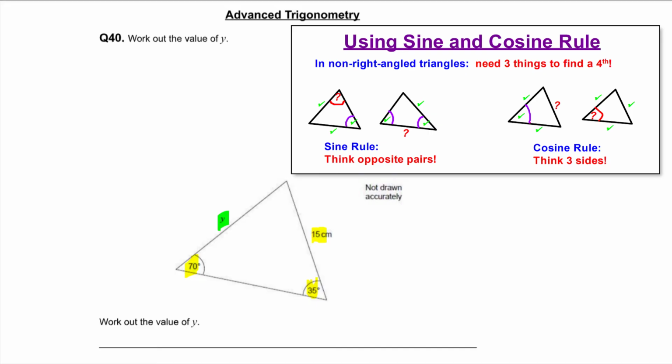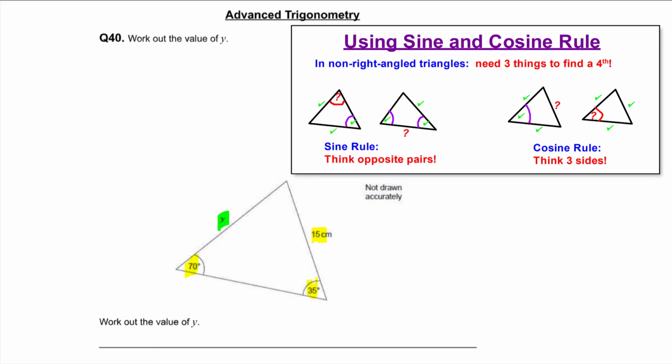But am I going to use the sine rule or am I going to use the cosine rule here? Now, the way that I think about it is that the sine rule is about opposites. It's about opposite pairs. And the cosine rule is about 3 sides. Either you've been given 3 sides and you want an angle, or you've been given 2 sides and an angle and you want to find a 3rd side. Now, what have we got here? Have I got 3 sides, or have I got opposite pairs?